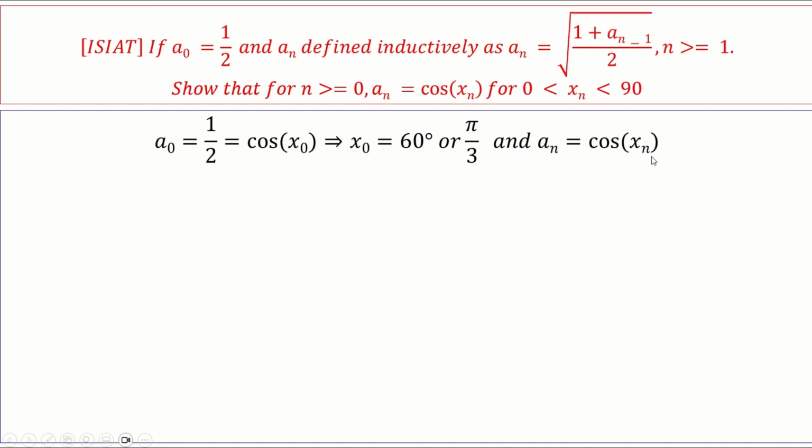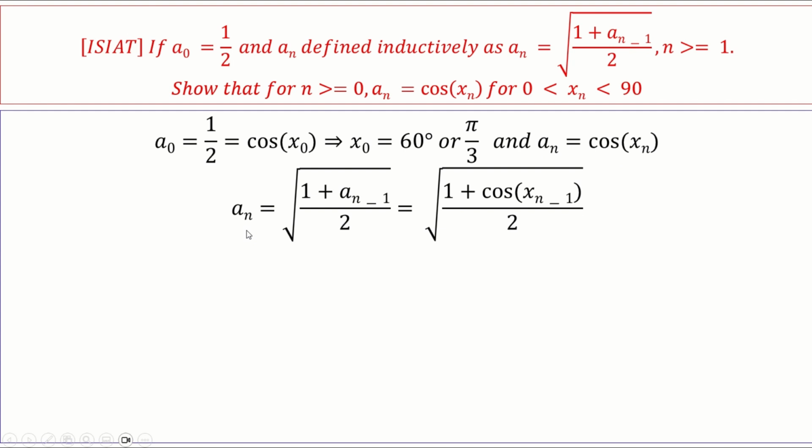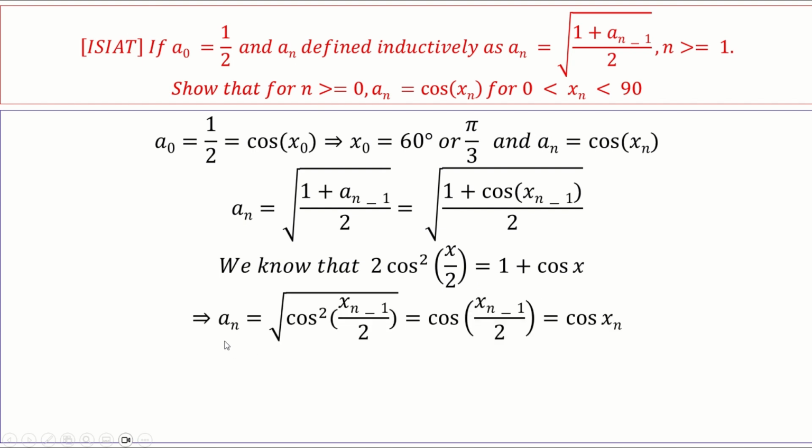Now you remember this equation. Now let's simplify this one. an equals square root of (1 plus an minus 1) divided by 2. So an minus 1 is equivalent to, from this equation, cos of xn minus 1. Correct? Now again I am applying the same rule: 2 cos square (x by 2) equals 1 plus cos x. This is theta by 2, this is theta. So if I substitute this, 1 plus cos x, I am writing it as 2 cos square x by 2, right?